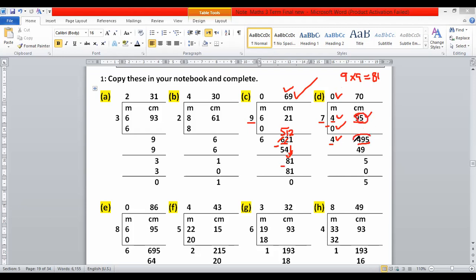495, we get 400 plus 95, 495. Now we divide 495 by 7. Now first we will focus on 4. 4 is not divisible by 7, 4 is smaller than 7. It will be easier for us to divide two digits.